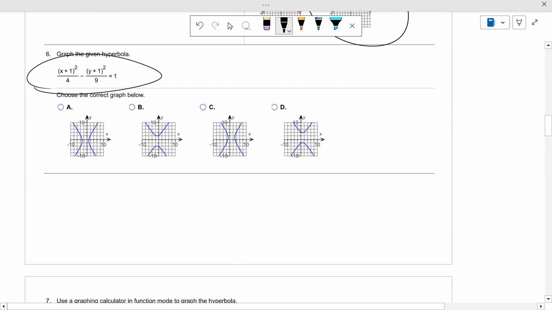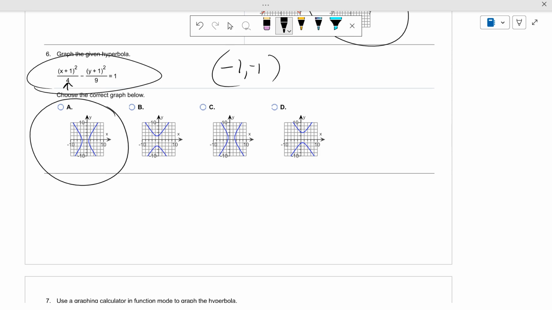Where's the center of this one? Negative 1, negative 1. And you go 2 to the left and right, and it's a right-left one. So negative 1, negative 1, 2 to the right and left. Must be that one.